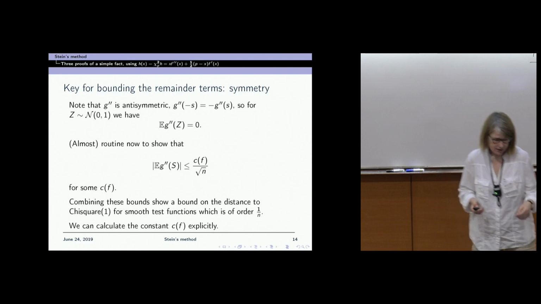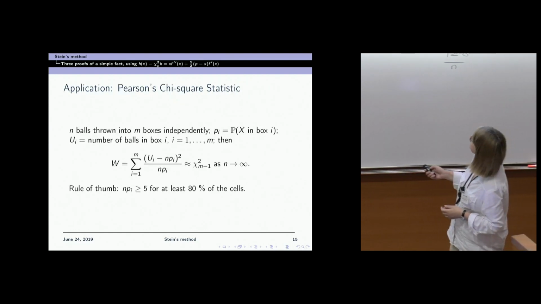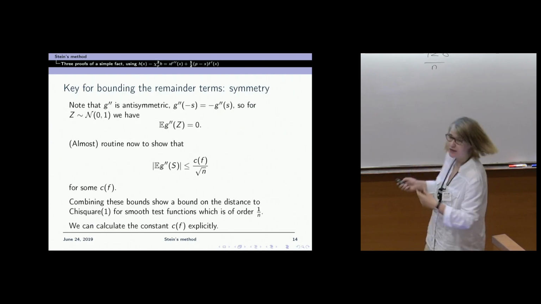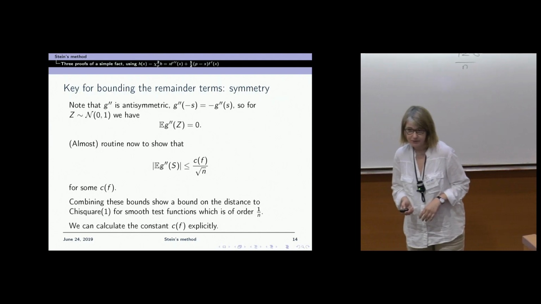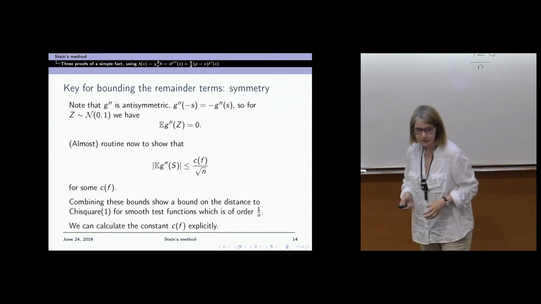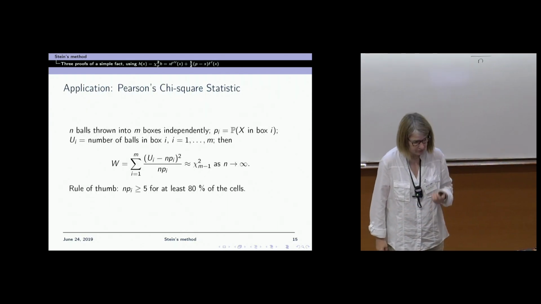So this is again using normal approximation, and then it turns out that the remainder terms, which usually are just of order 1 on root n, this way become of order 1 on n, and so this gives the 1 on n. And this is of course an explicit constant, which I did show you in the proof.